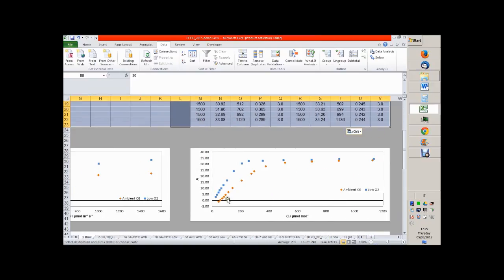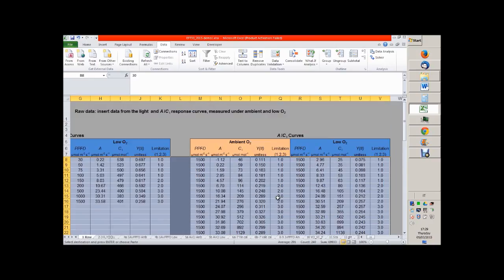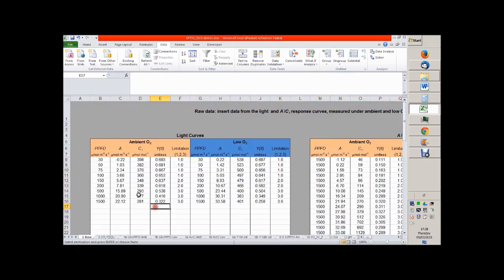The color code is maintained throughout the spreadsheet. Blue is always given to low oxygen data points, whereas brown is always given to ambient oxygen data. Alongside each data point is assigned a limitation. One is assigned to the initial data points, in this case of the light curve. Two is assigned to the light limited data points, in this example a light intensity up to 200 micromoles, and three is assigned to the remainder of the data points. The same limitations are assigned under low oxygen.